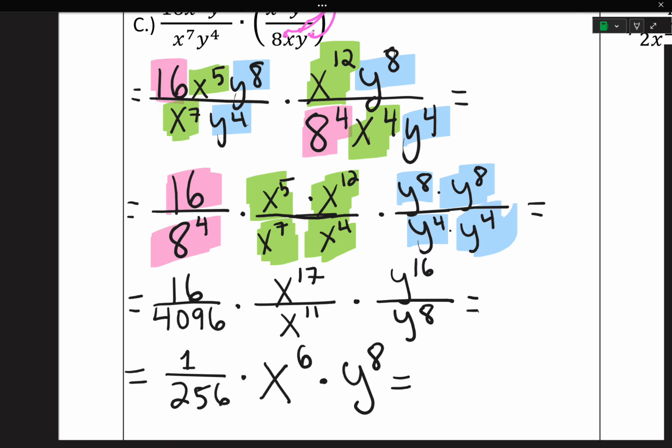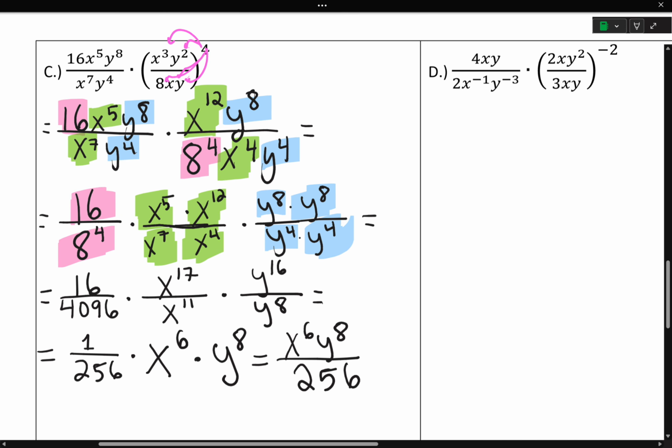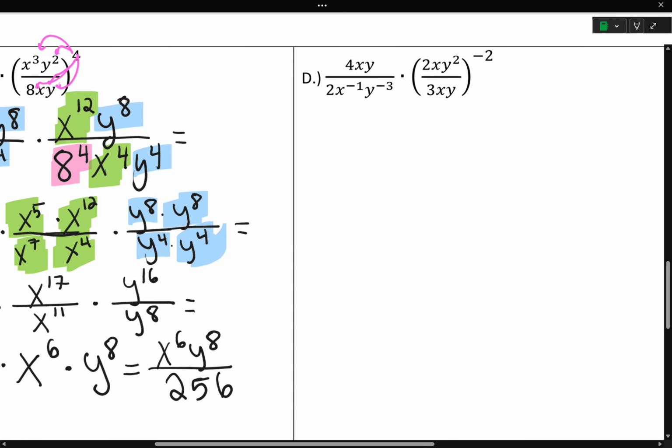Let's organize this all into a single fraction. X to the 6th and y to the 8th are going to go up top because they're whole numbers, and all whole numbers are technically fractions over 1. 256 goes on the bottom. All right, let's do one more. And if we were in class, I'd send you off to do some work.